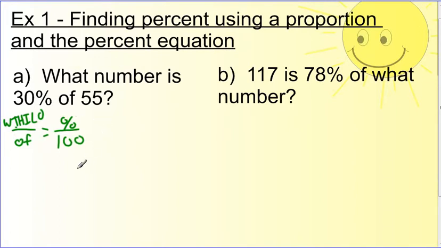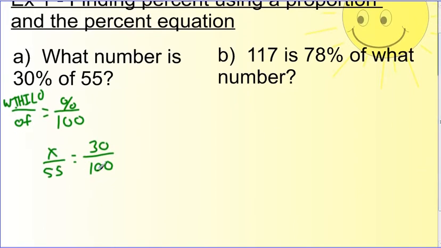So let's check this one out. That's always 100. This is your percent, 30%. This is the number after the word of. This is whatever the heck's left over. Well, there's no other number left over, so that is your variable. Now we cross multiply and solve like we did before.